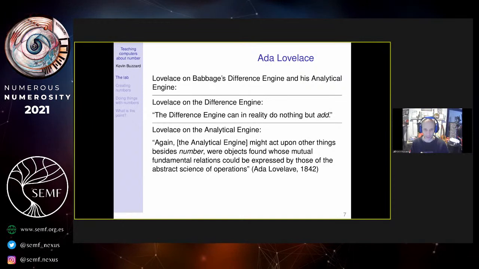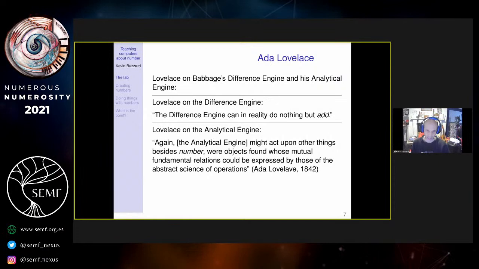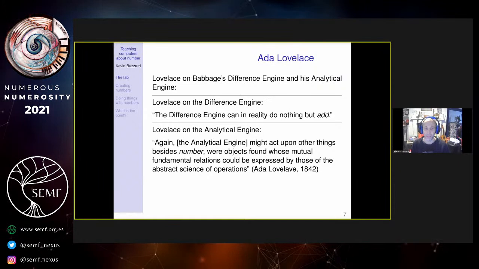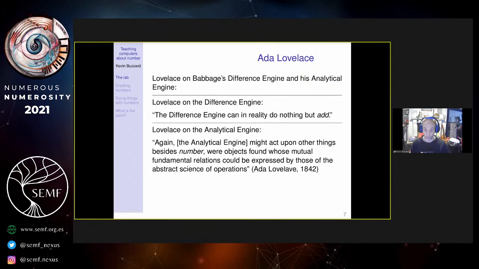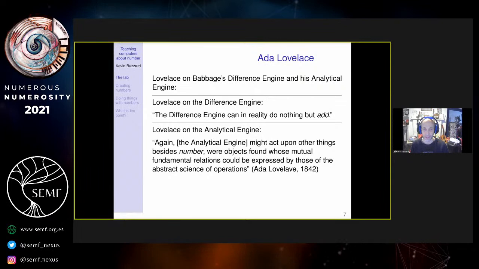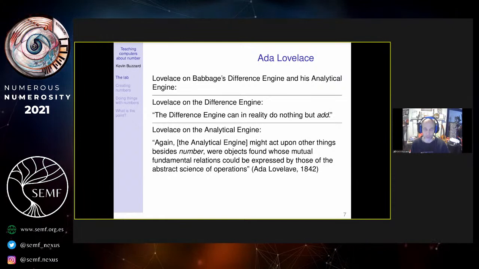She's isolated the concept of a function, and she's realized that these functions could go from anywhere to anywhere, really. They don't have to go to number. And she goes on to talk about things like music, suggesting that maybe in the future computers would be able to compose music. And this is 100 years before the first computer was ever built. But somehow she'd seen enough of Babbage's ideas to begin to really understand what could be done. And she went on and wrote some programs that created functions.